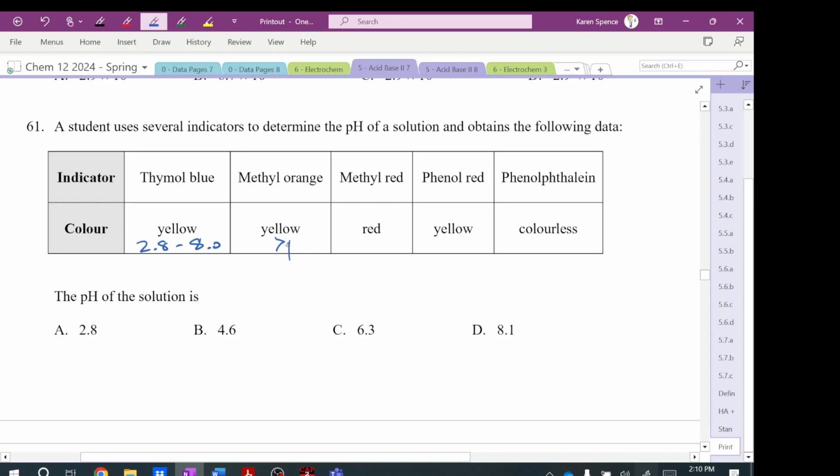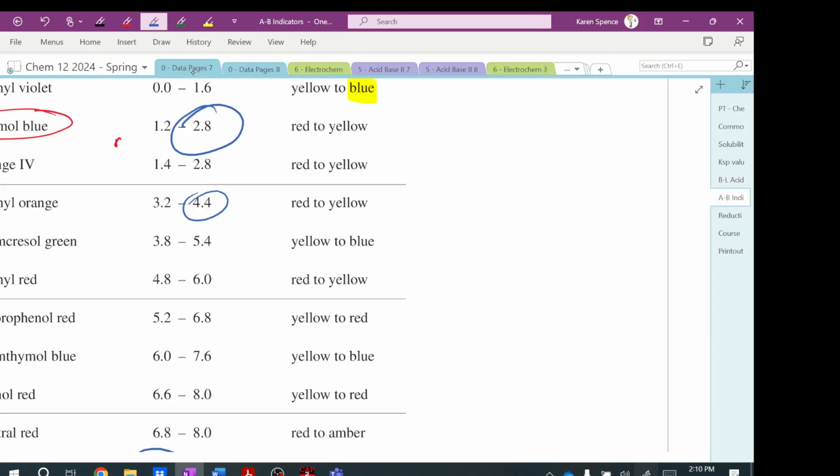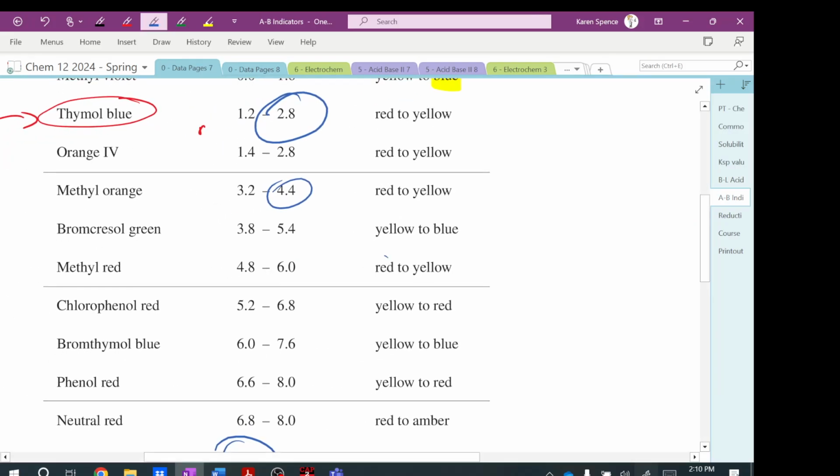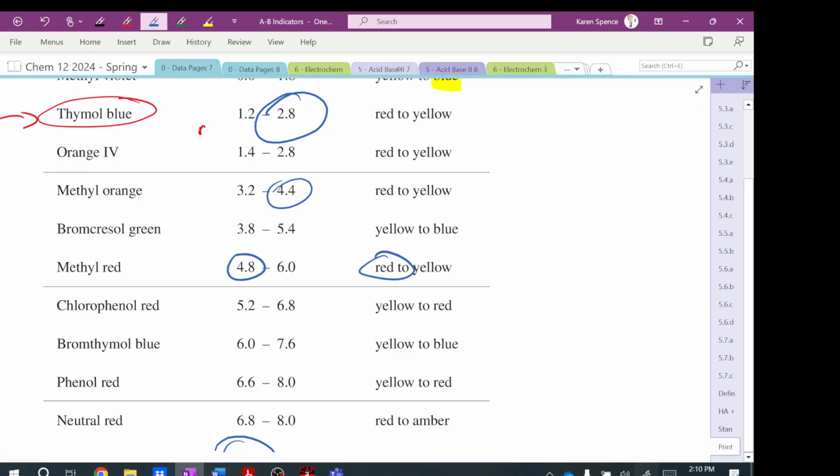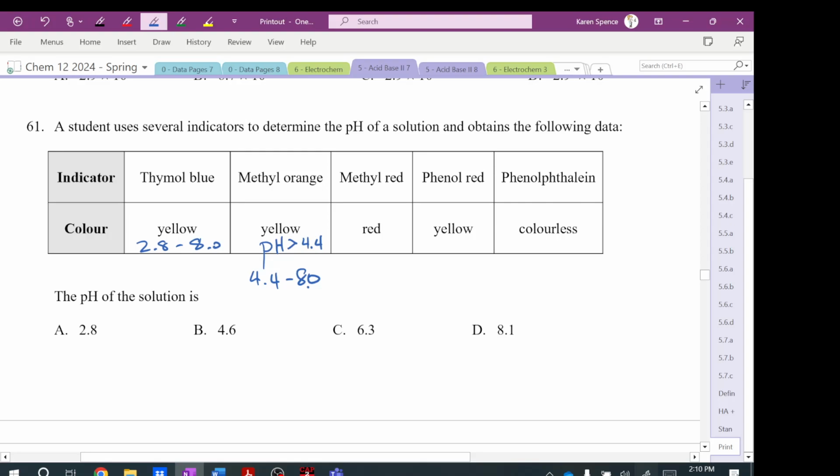So greater than 4.4. So now we're somewhere between 4.4 and 8.0. Methyl red is red. Keep going to the wrong one. Methyl red is red, so it's going to be less than 4.8. Ooh, I think we might have hit something here. We might not have to keep going. Methyl red pH is less than 4.8, so I know that it's somewhere between 4.4 and 4.8. So that would be 4.6.